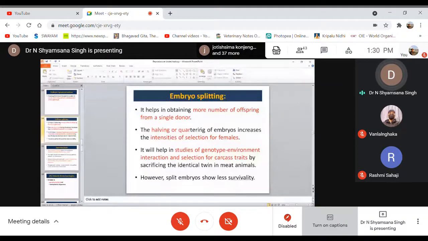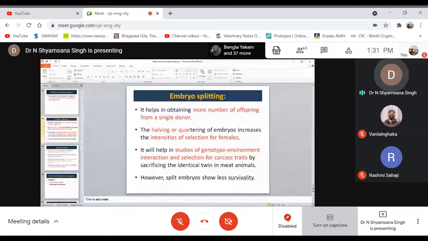Say for example, in case of genotype-environment interaction, clone embryos, or embryos which have the same genetic material but are different individuals, can be reared in different types of environment, so they perform in different agroclimatic conditions. And at the same time, for selection of carcass traits, some of the animals may be sacrificed to evaluate their carcass characteristics. The remaining live clones or identical twins are used for breeding purposes.